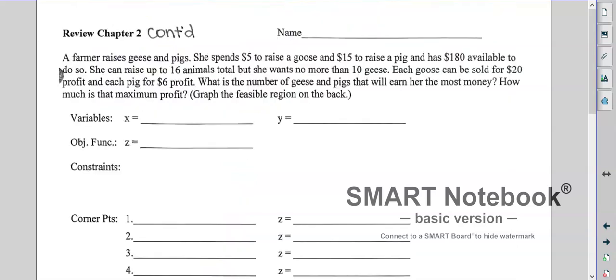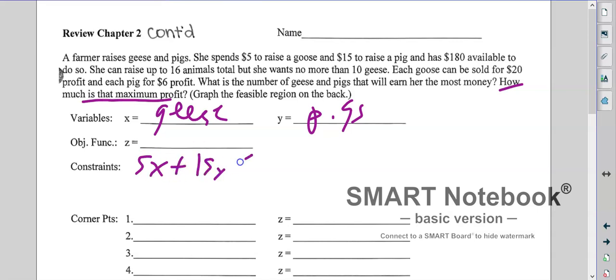All right, the last one. It says a farmer raised geese and pigs. So we've got geese and we have pigs. She spends $5 to raise a goose and $15 to raise a pig. Okay, it says how much is the maximum profit. So we're looking for profit. So we know 5 and 15 is not our z function, and she has $180 available. Well, that tells us one of our constraints: 5x plus 15y has to be less than or equal to $180.